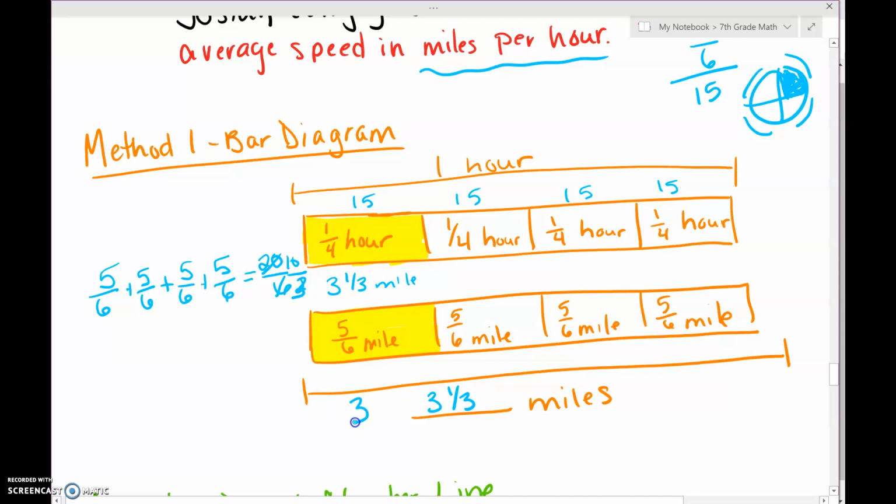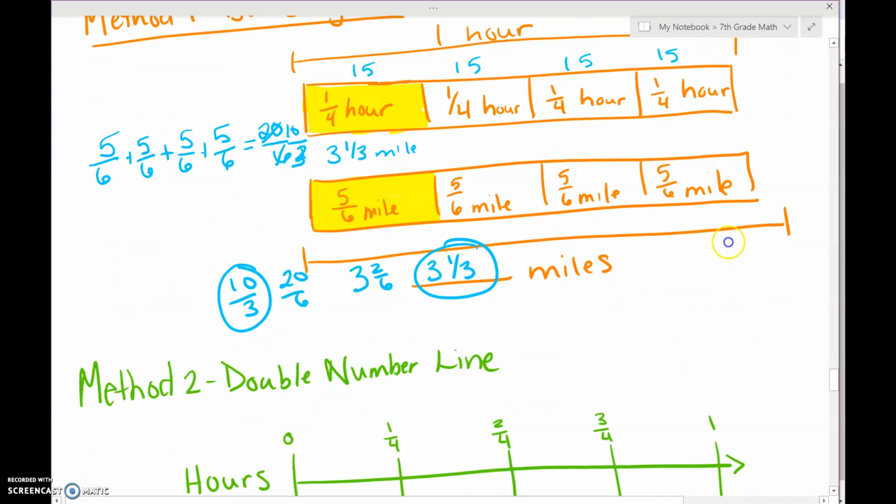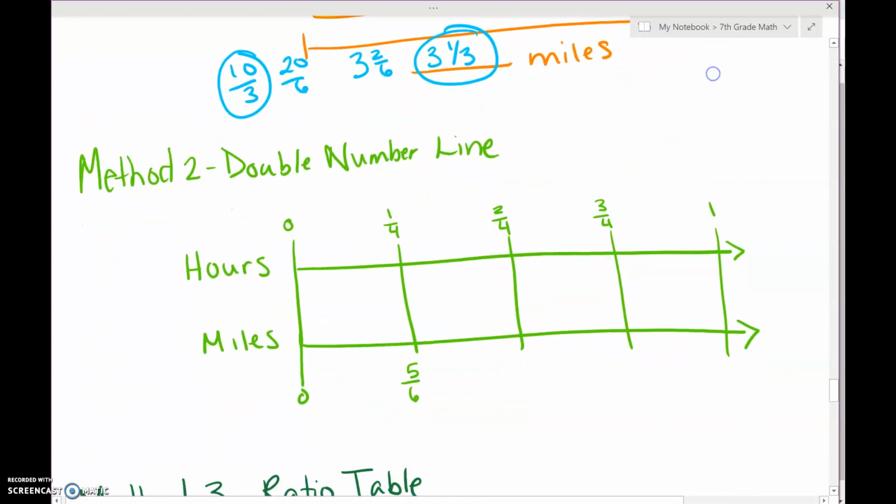You could also write it as 3 and 2/6, or we could write it as 10/3. We're going to go with 3 and 1/3. That's the most simplified that we can do. I would also take 10/3 as most simplified, because 20/6 and 3 and 2/6 you can still simplify a little bit more. So, double number line.